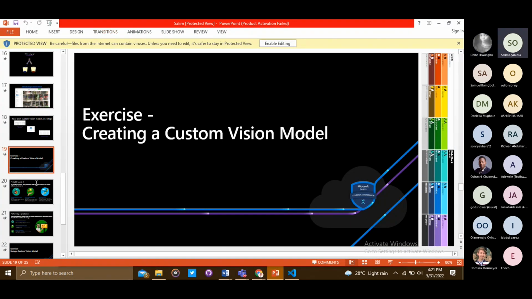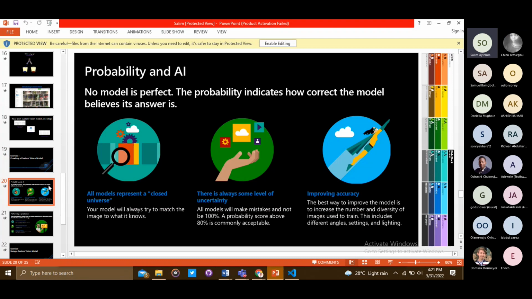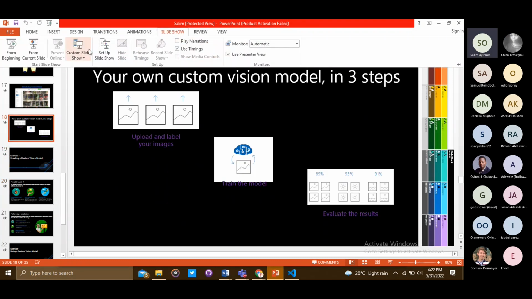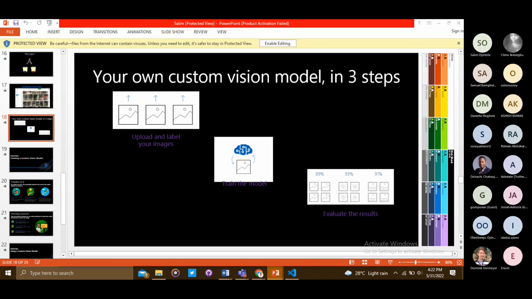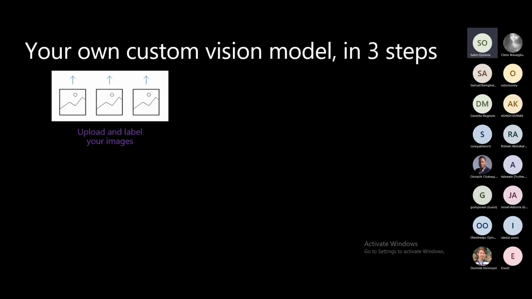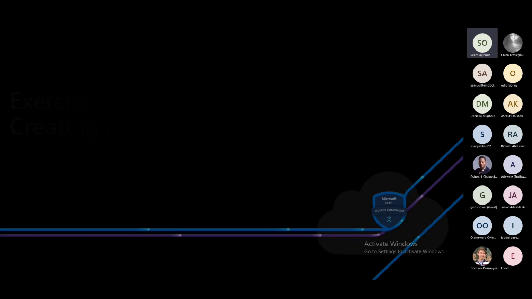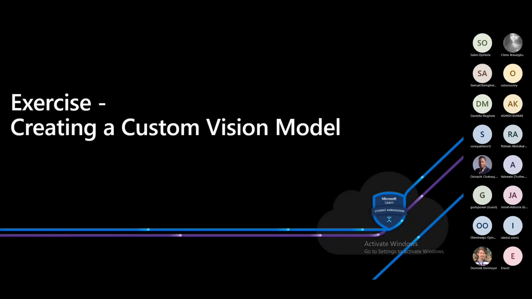Okay, so I'll just walk us through this. I think Chino stopped right about here. She talked about the 3 steps to building your own custom vision model. So for us to practice that, we're going to be taking this exercise.